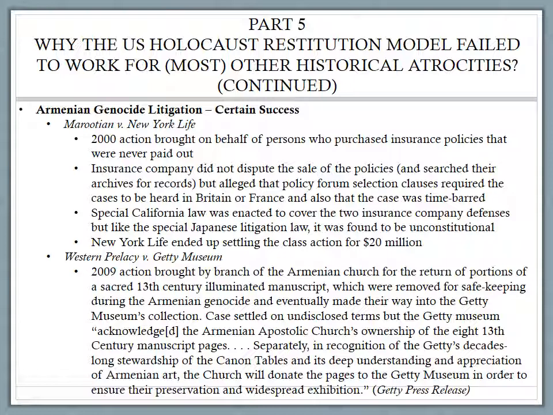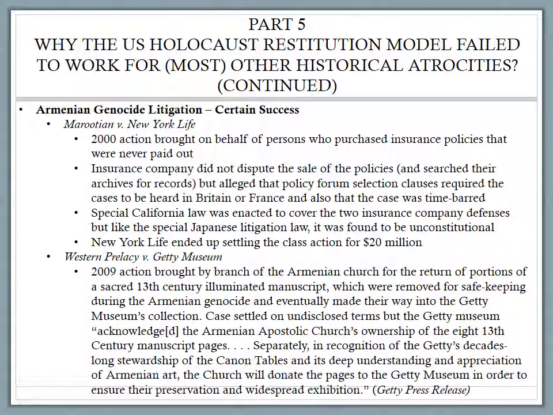For those of you who might not be familiar, Southern California is home to the largest Armenian population outside of Armenia, and California takes a special interest in the protection and the interest of Armenians. And a special California law was enacted to cover the two insurance company defenses in this particular case, including that no forum selection clause would apply and that the case was not time barred. But like the special Japanese industry litigation law, it was also found to be unconstitutional. There were also a couple other Armenian genocide litigation laws that were found to be unconstitutional. New York Life ended up settling the class action, however, for $20 million.